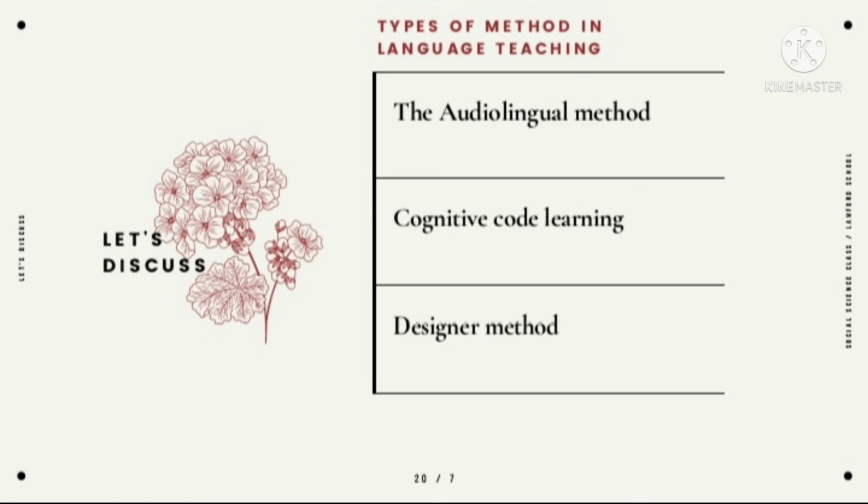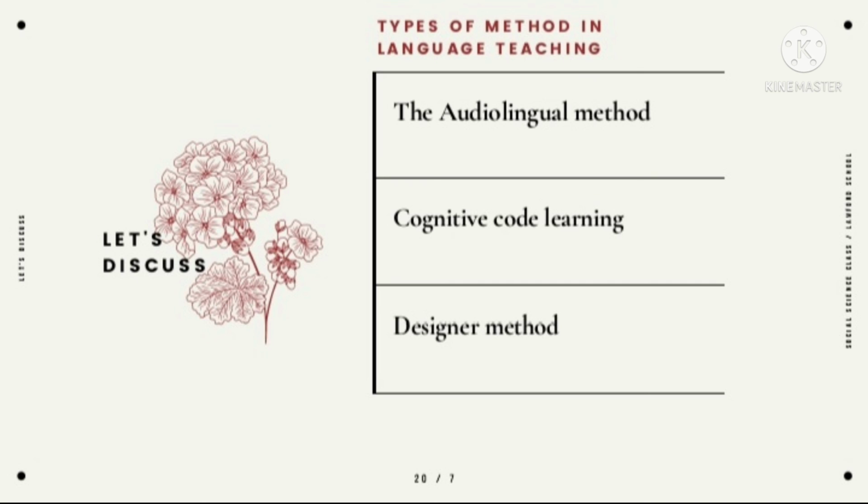And the next approach is the silent way. This method demands students to discover independently. As the name suggests, the teacher should be passive and students should be active, cooperating with each other in the process of solving language problems. The next approach is total physical response. This method involves listening and acting as its core.